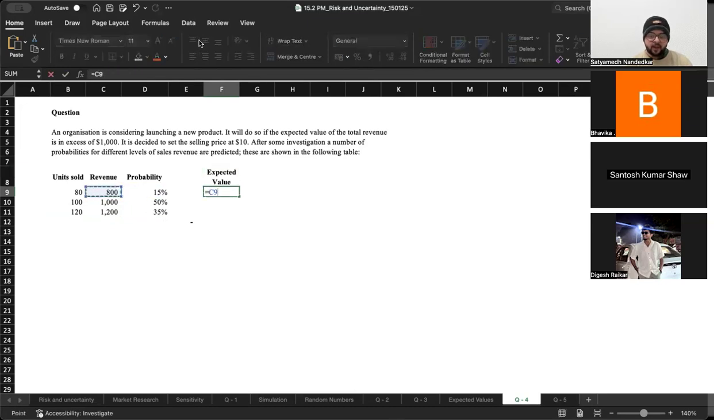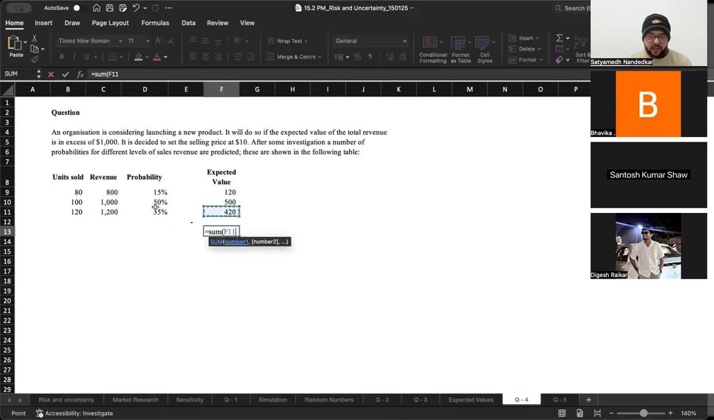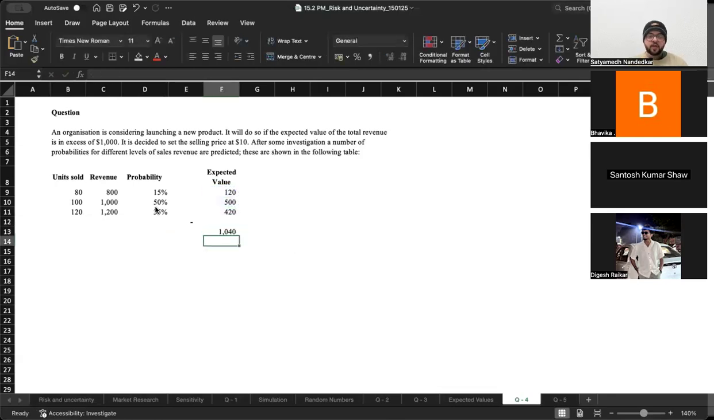आउटकम है 800, प्रोबेबिलिटी है 15%. रेवेन्यू है 1000, प्रोबेबिलिटी है 50%. आउटकम है 1200, प्रोबेबिलिटी है 35%. व्हाट इज द एक्सपेक्टेड वैल्यू? एक्सपेक्टेड वैल्यू इज 1040. व्हाट वाज द कंपनीज थ्रेशोल्ड? कंपनी वाज सेइंग कि देखो, अगर रेवेन्यू इन एक्सेस ऑफ 1000 एक्सपेक्टेड वैल्यू, देन वी लॉन्च द प्रोडक्ट, which is the case here.